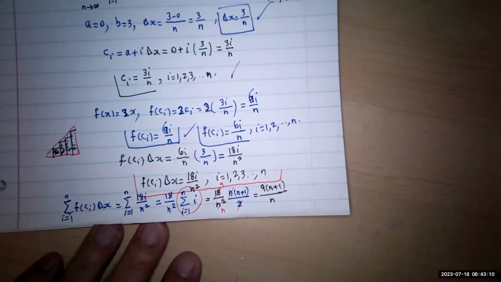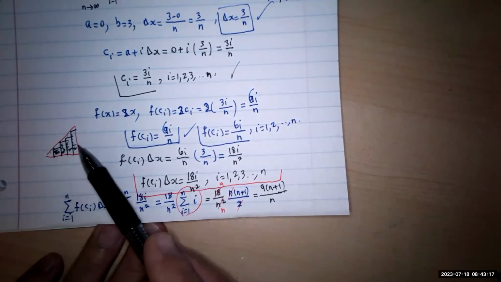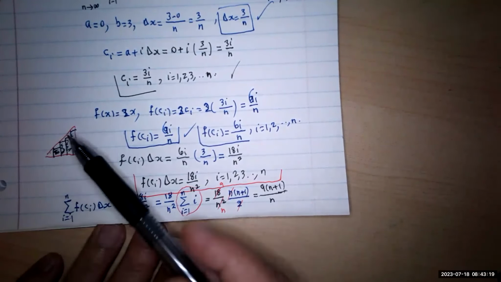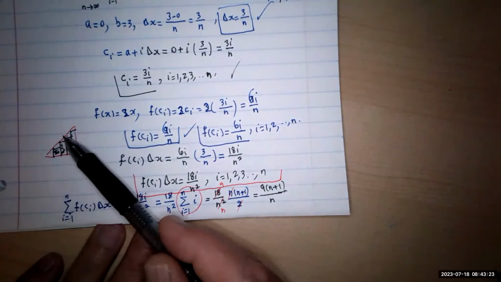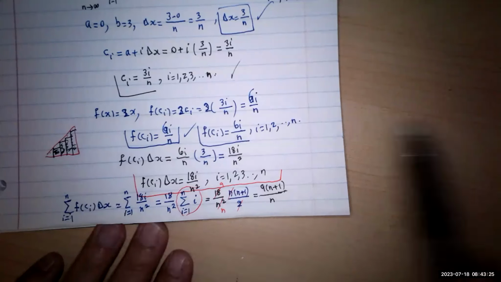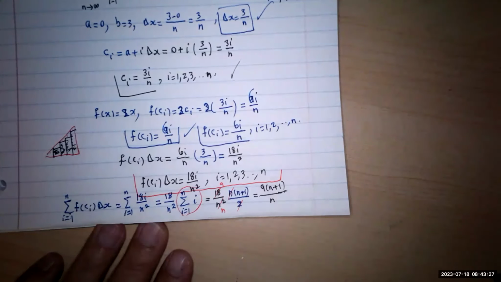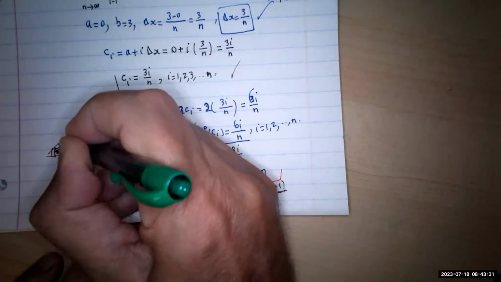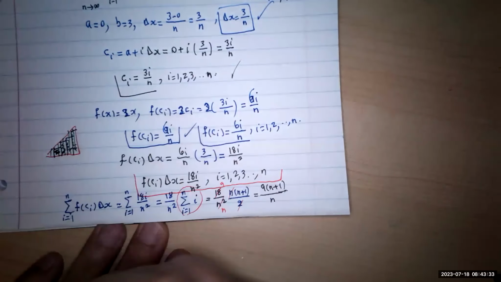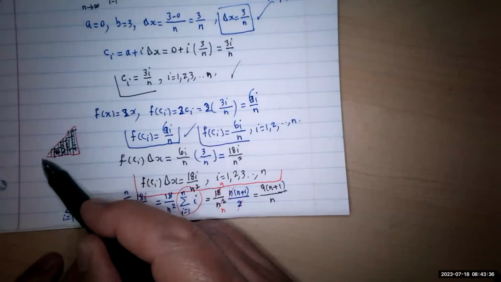Okay, 9 times (n plus 1) divided by n. Now, this is the sum of these partitions that you find. But as you know, there is a leftover here. In order to take care of this leftover, we are going to increase the number of partitions. If you increase the number of partitions, you are going to have more triangles. So in that case, these leftovers would disappear.